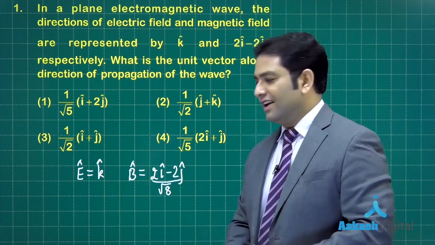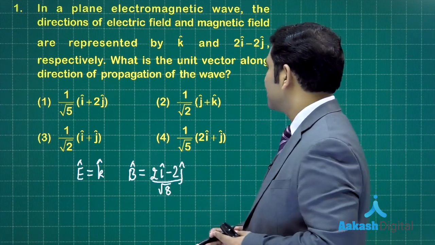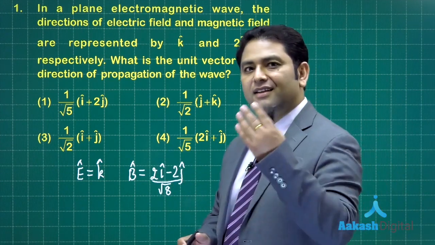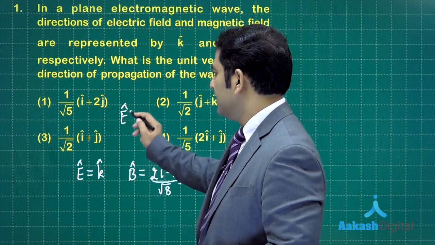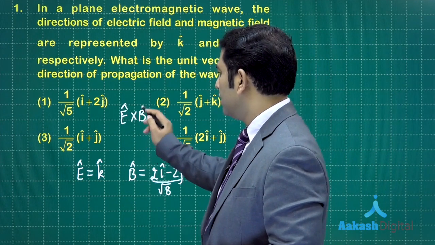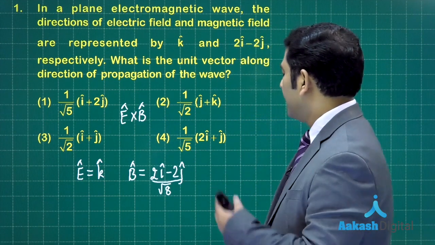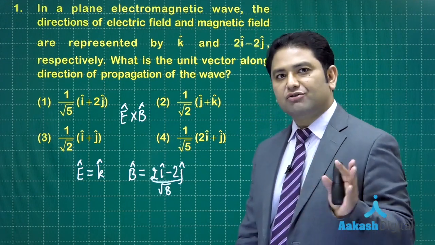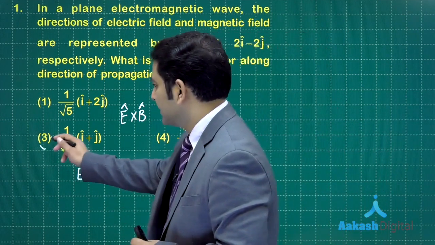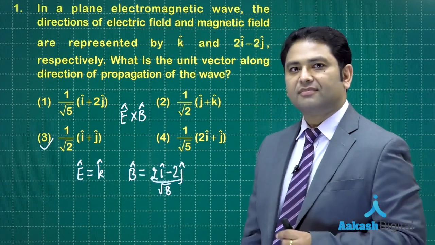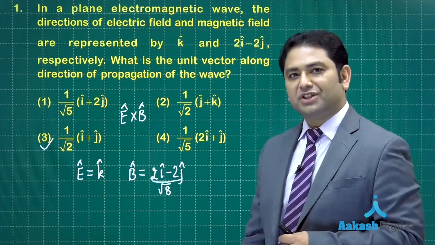Next what? E cap is known, B cap is known, so quite obviously the direction of wave, we know by the expression, is E cap cross B cap. And once you do that, that's a very straightforward one. That will give us option number 3 as the correct answer. All right, let's move to question number 2.